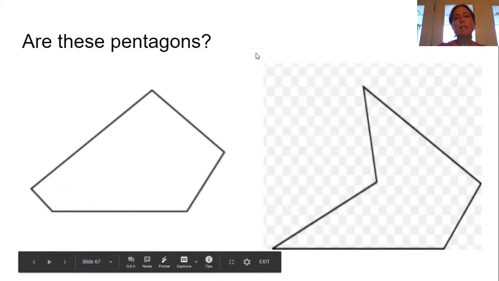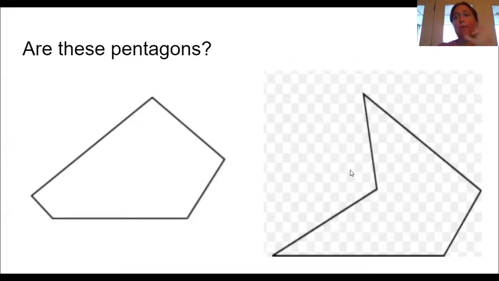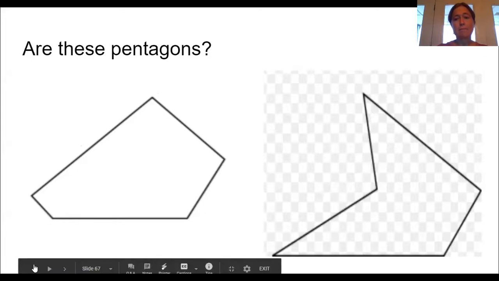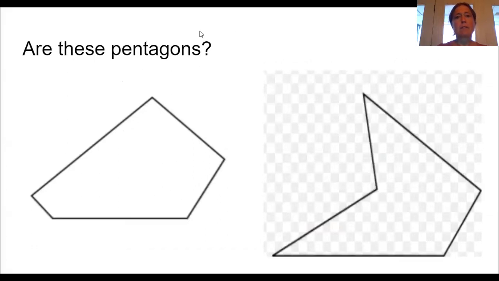All right, so here is our question. Are these pentagons? Okay, remember, a pentagon has 5 sides, 5 angles, 5 vertices, okay? These do not look like the one we had on the last slide, but are they still pentagons is the question. Okay, so let me grab my pen. All right, so here's 1, 2, 3, 4, 5. So it does have 5 sides.